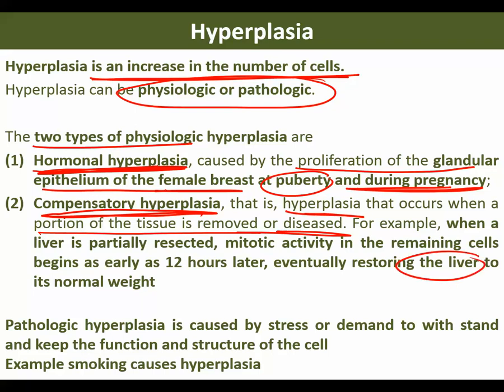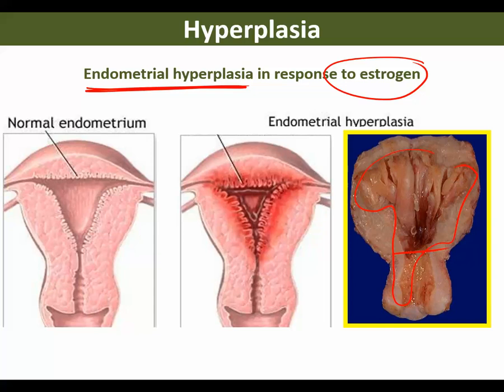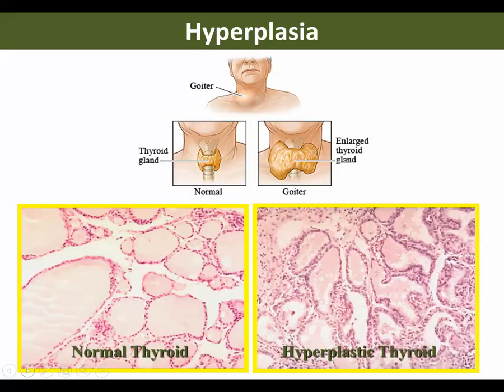The pathological hyperplasia, example, stress or in a smoker, the oral mucosa goes for hyperplastic change. So these are some examples. If estrogen is given, the endometrium goes for hyperplasia. So this is the fleshy endometrium. This is the hyperplasia that happens in the thyroid gland. See, the thyroid gland goes for hyperplasia.